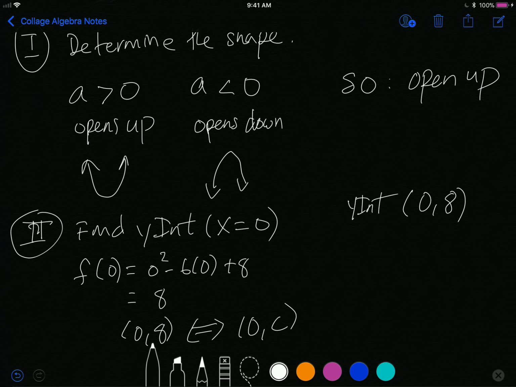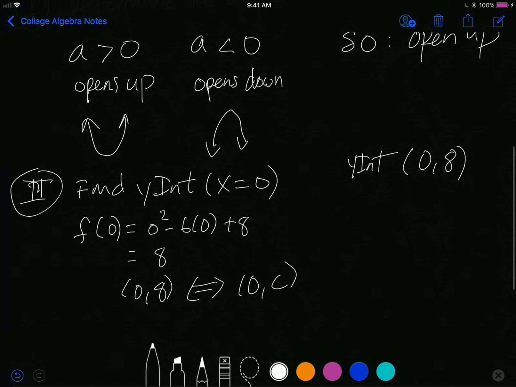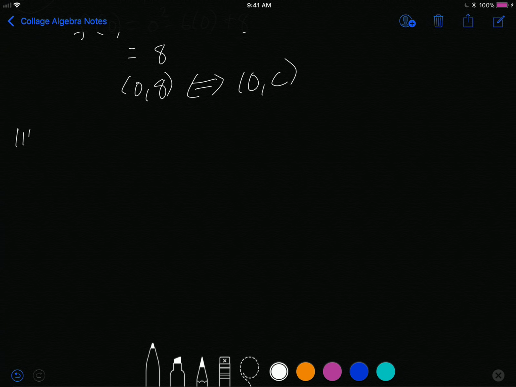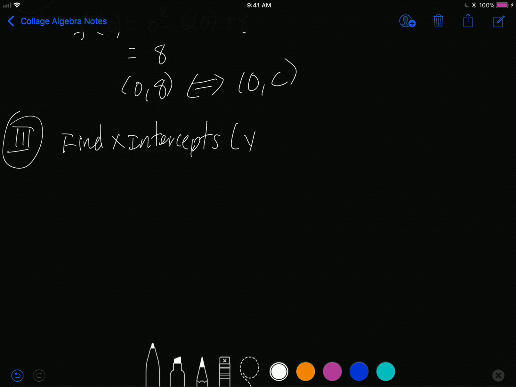Step number 3 is find the x-intercepts. And again, if I'm finding the x-intercepts, then I am making y equal to 0, or I am setting the entire equation equal to 0.